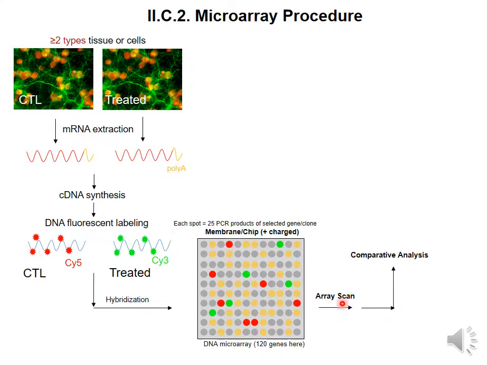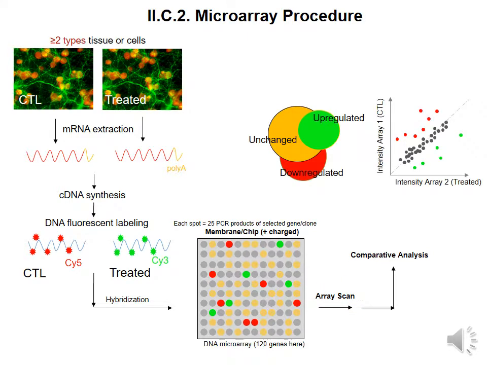Then we will need to scan this array and do a comparative analysis of all the different spots that are differentially labeled with one color or another. And then there is a data analysis that will tell you the number of genes that are upregulated or downregulated compared to the control conditions, and to what extent, or fold change, there is that regulation.